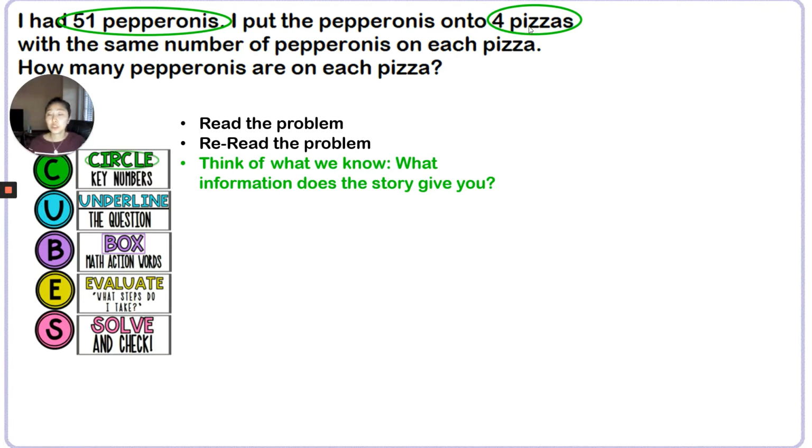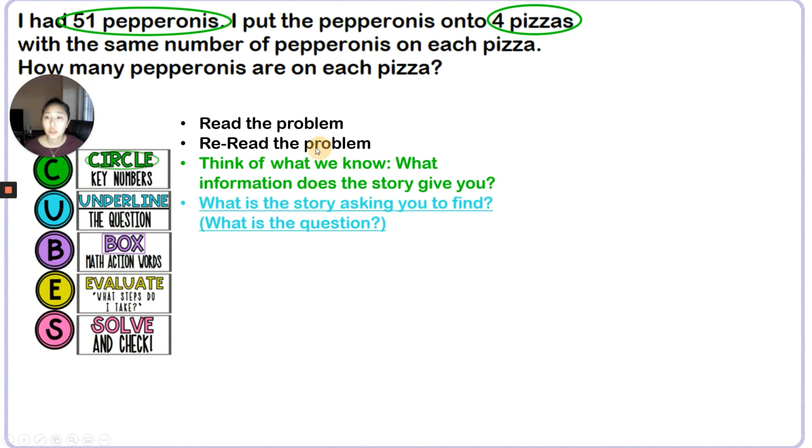So you need to really be thinking about that. When you have 2 different units, what do you usually have to do? And I really want you to think about that tomorrow as well, because today's problem and tomorrow's problem are really similar. So really think about that. If I have 51 pepperonis and I'm putting that onto 4 pizzas, you have 2 different units. What do you do when there's already 2 different units? And I don't see any more numbers, so we're going to stop right there with the circling.